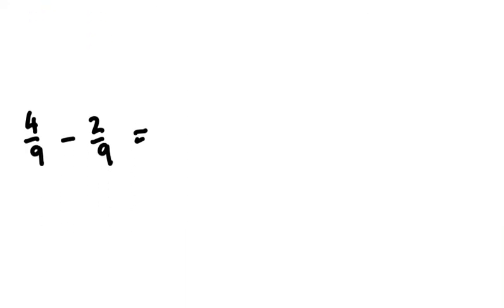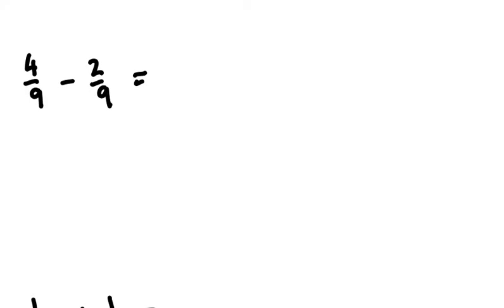So for our next question, here we've got 4/9 minus 2/9. It's the same method. Are they all in ninths? We can see that's ninths and that's ninths. They are. So 4 minus 2 is 2/9.